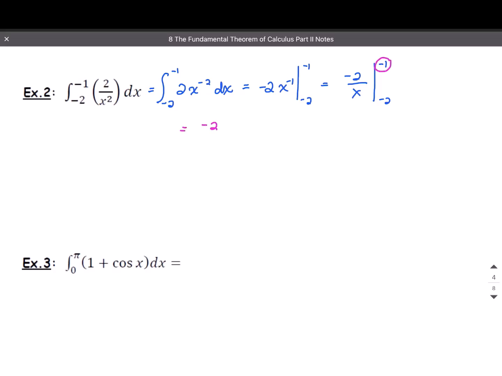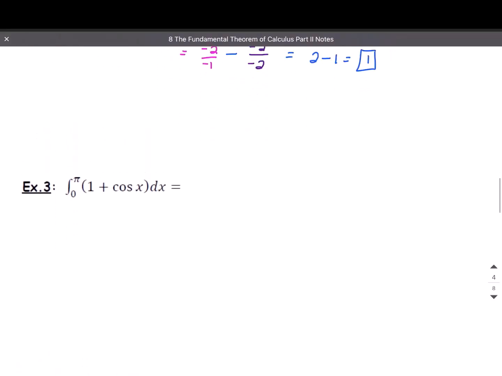So that's -2 over -1 minus, now we're going to plug in the lower limit, so we're going to have -2 over -2. Well, what's that going to give us? -2 divided by -1 is 2, minus -2 divided by -2 is 1, so we're going to get 1. All done.